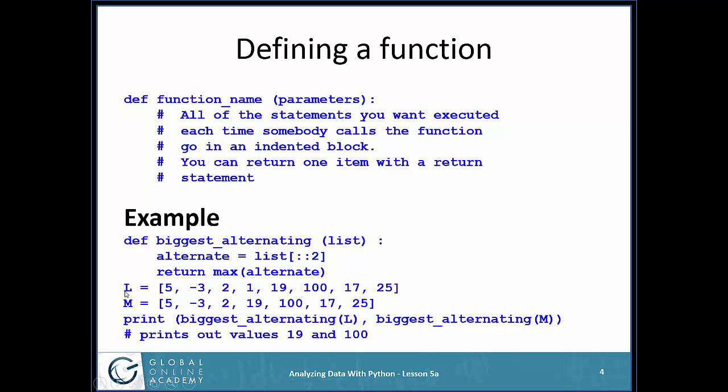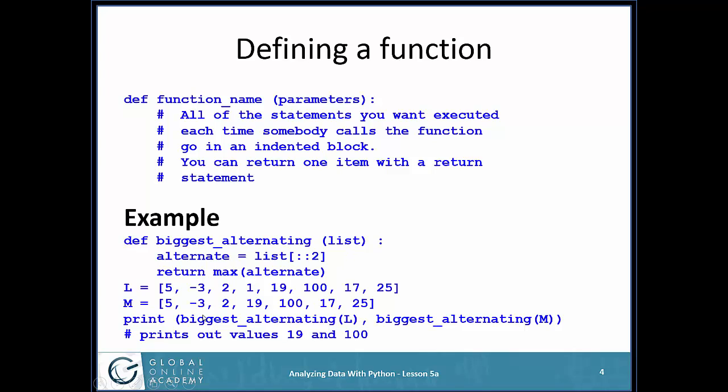Okay, now how does this work? Let's say I create a list called L that has all of these elements, 5, -3, 2, 1, 19, and so on. And a list called M that has 5, -3, 2, 19, 100, and so on. Now if I do a print biggest alternating of L and biggest alternating of M, whenever I use the name of the function, it will execute all the code of the function, taking this variable, L, the list that has all of these elements in it, and binding it to the name list inside the function.